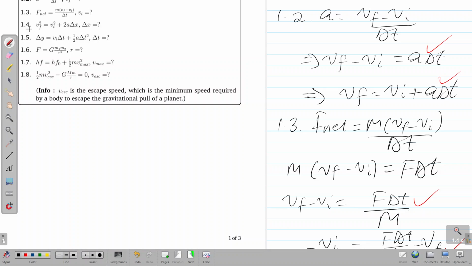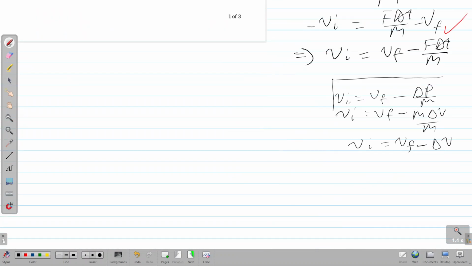Anyway, so let's go to 1.4. v final squared is v initial squared plus 2a delta x, and then we want to solve for delta x. So let's do that. 1.4. Not the red pen again, please, the black pen.